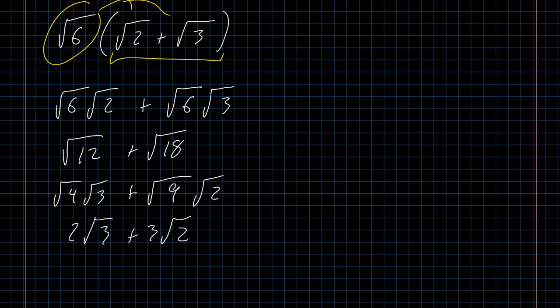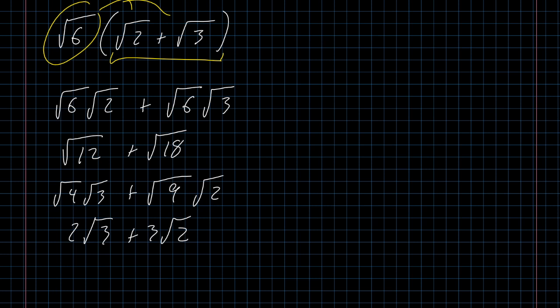So I end up with 2 square root of 3 plus 3 square root of 2. At this point, unfortunately, there's nothing else I can do. Square root of 3 and square root of 2 are both reduced as far as possible, and they are not like. So we're kind of stuck.